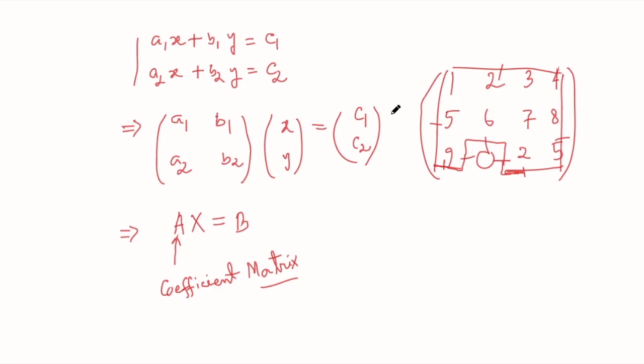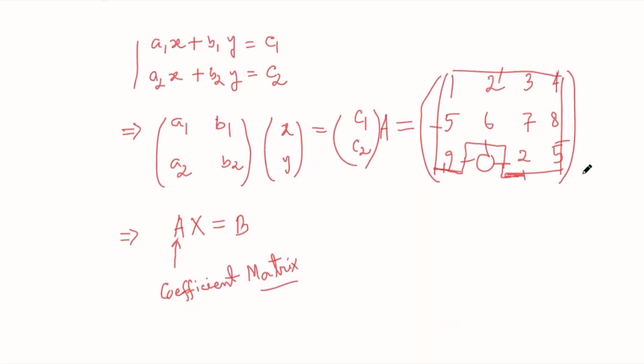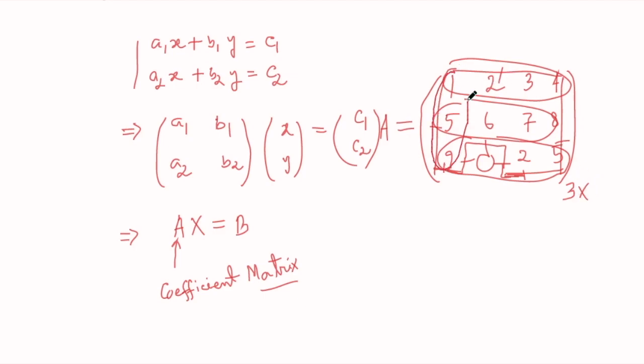And matrices are denoted by English block letters. Let's say A equals this. So here A is a matrix having how many components? There are how many rows? 3 rows. These are called rows: first row, second row, and third row. There are 3 rows. And how many columns? 4 columns. First column, second column, third column, and fourth column.